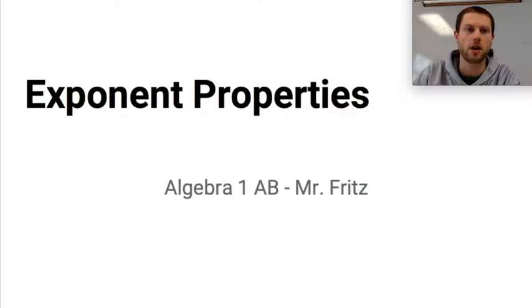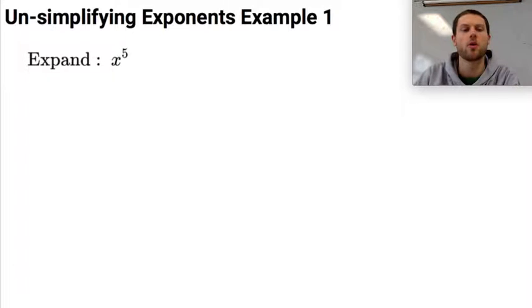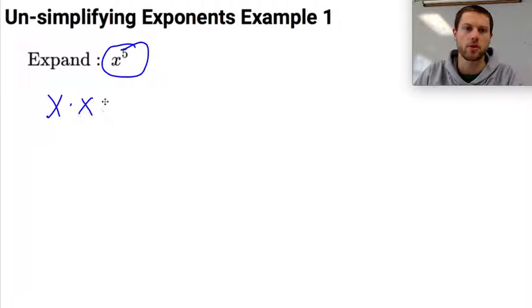First example we're going to talk about, let's dive into this. We want to think about unsimplifying exponents. Normally I won't really have you do this, but for the sake of learning, let's see what this means. Think about what x to the fifth actually means as an exponent. I'm sure we're all comfortable with what this means: x times x times x times x times x. Really, x to the fifth means this. So keep that in mind as we move forward.